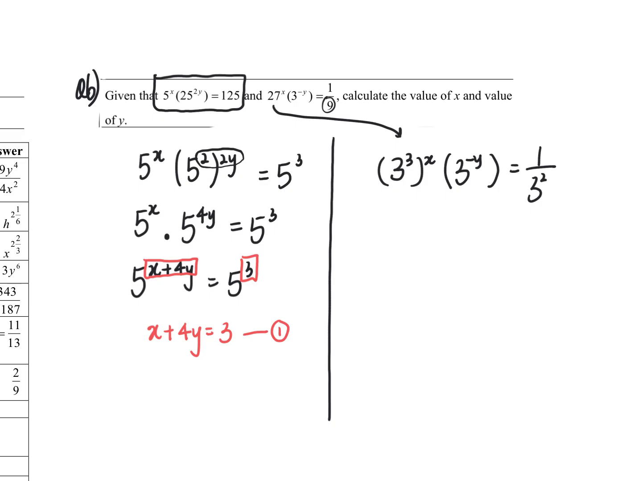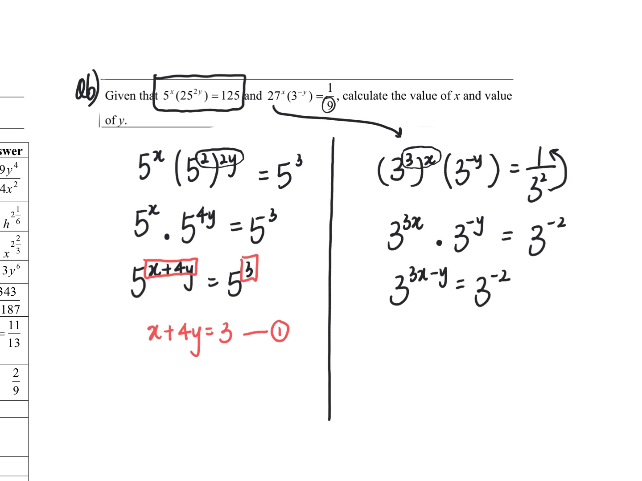Okay, so I'm going to combine this as 3 to the power of 3x. Bracket changes to times. Okay, and then I'm going to shift this up and change it to negative power. So all these are your indices laws. Okay, so I add the 2 powers up. So now I drop the base.